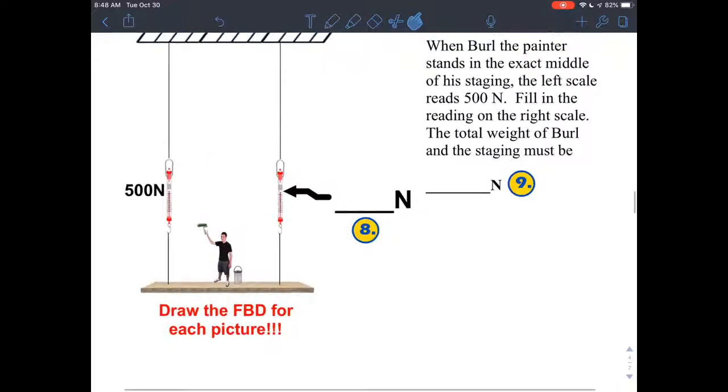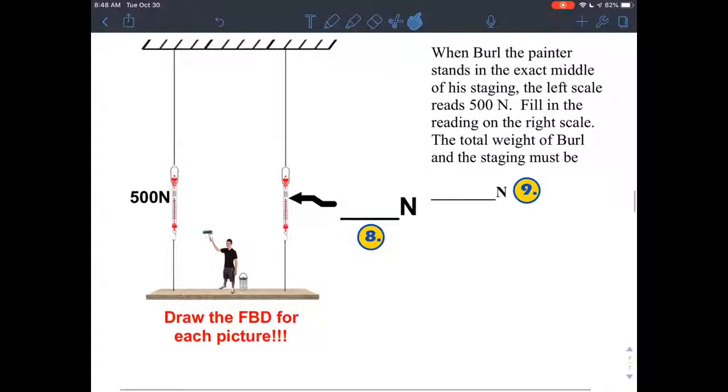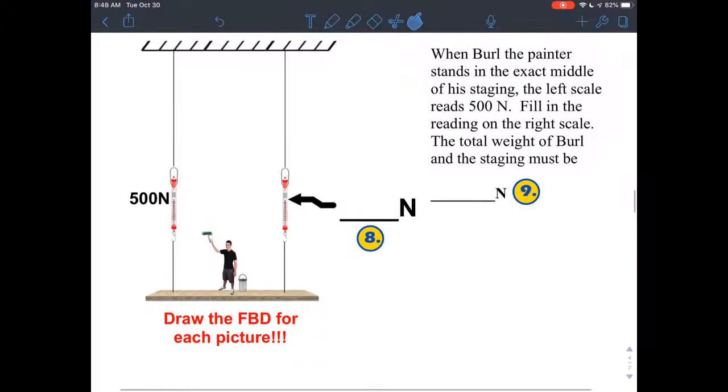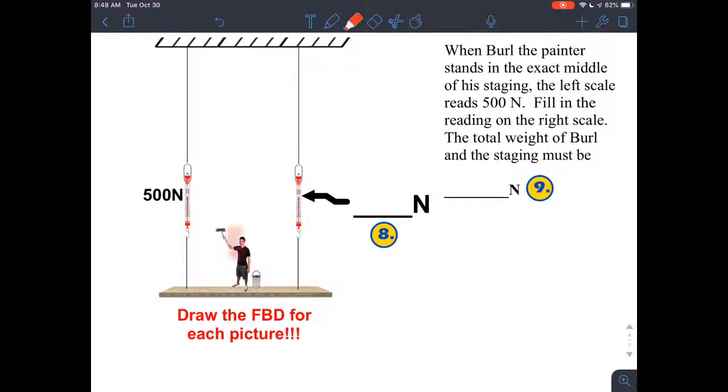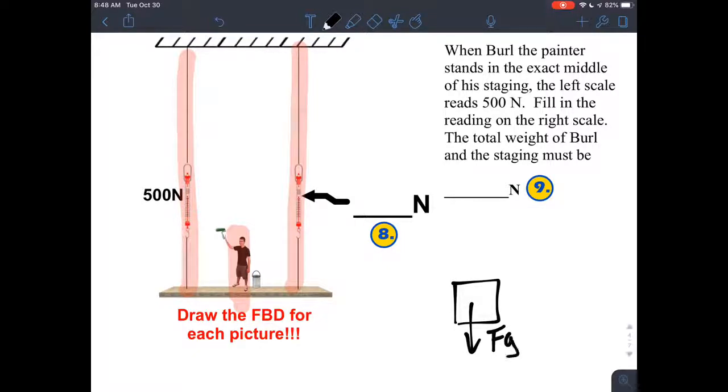All right. So now we've got a different scenario here. We've got a painter standing on a board, and it is supported by two sources of tension. We are told that in this case, the painter is in the center, and the tension to the left is 500, and the tension to the right is unknown. Well, in this case, we see that we've got the Earth pulling our painter down, and then we're going to have two sources of tension pulling him up, Ft and Ft. And of course, these two sources of tension must add up to give us our weight.